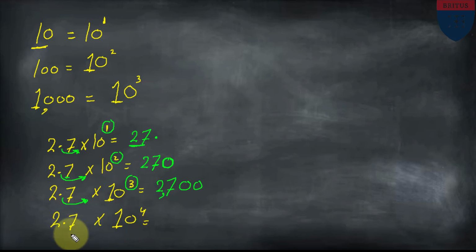2.7 times 10 raised to the power 4. Now, just move the decimal point to the right 4 digits. But we have 1 digit, so we have to insert 3 zeros. So we get 27 and write 3 zeros. Yes, 3 zeros: 1, 2, 3. So we get 27,000.